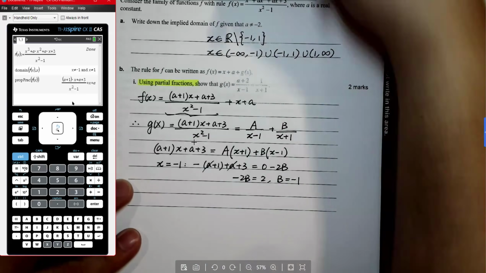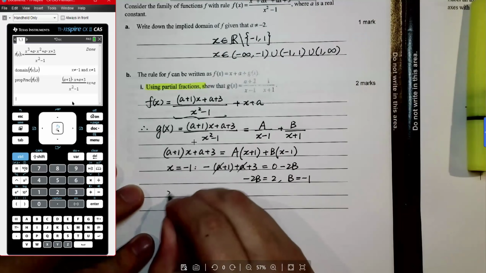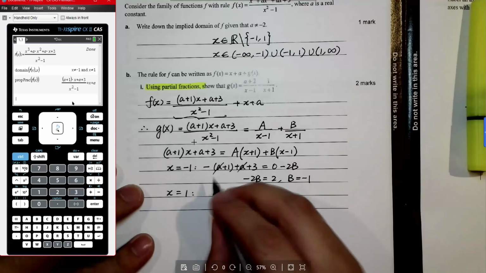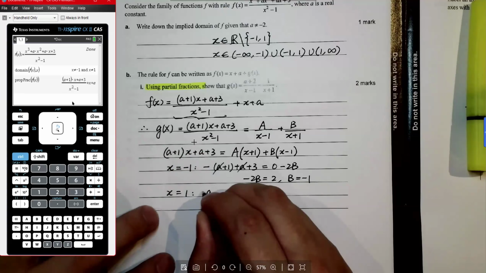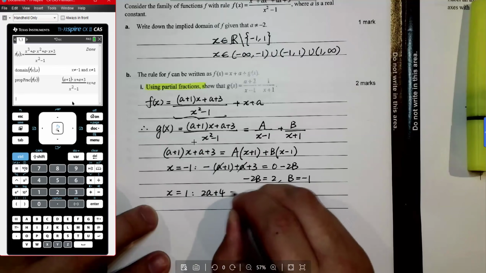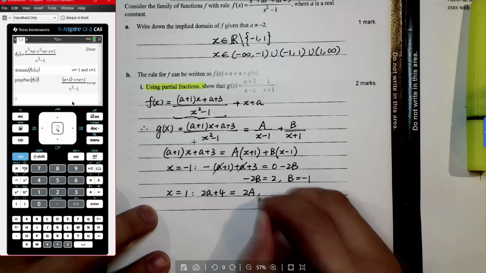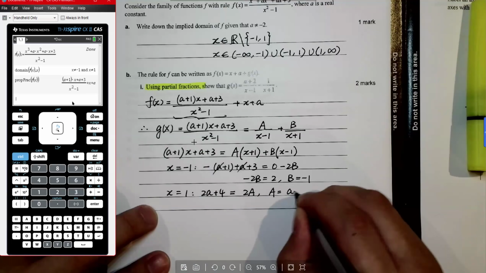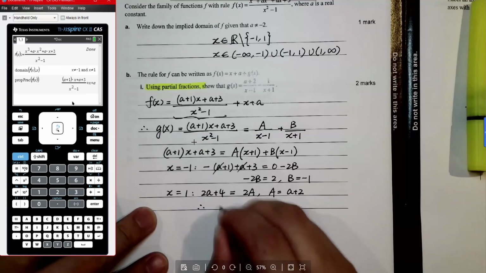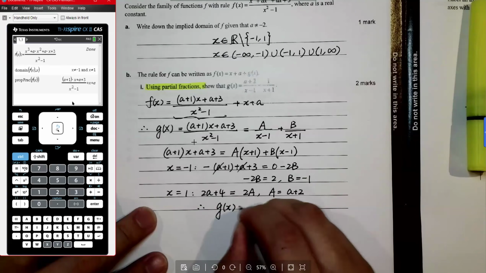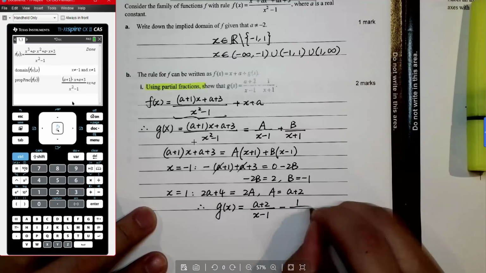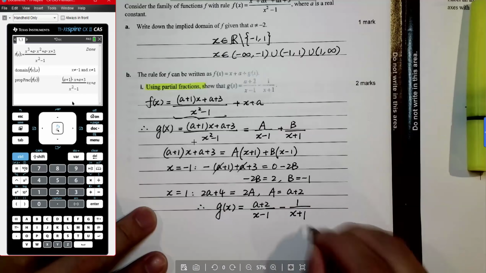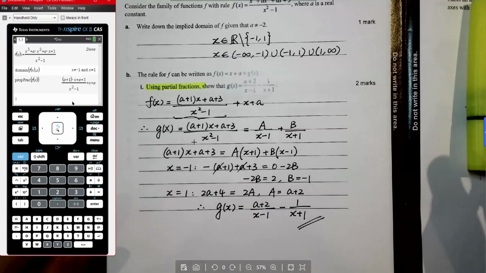And then I probably can say x equals 1. Then I have a plus 1 plus a plus 3, so we have 2a plus 4 equals 2 capital A. And then capital A equals small a plus 2. Therefore, my g of x equals a plus 2 divided by x minus 1, minus 1 divided by x plus 1. And the question is shown.